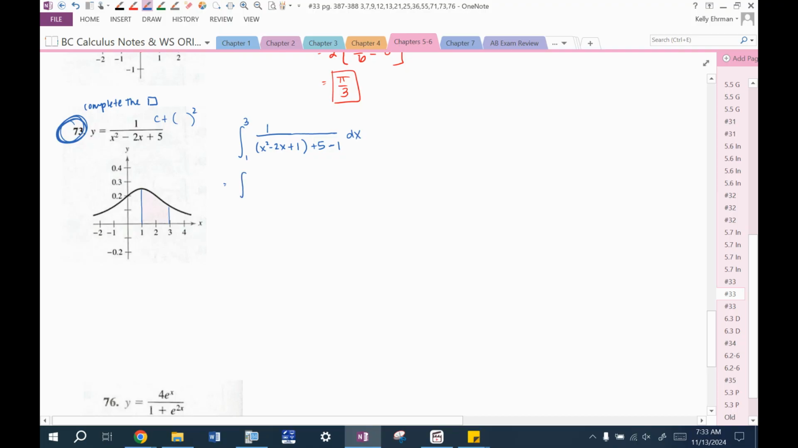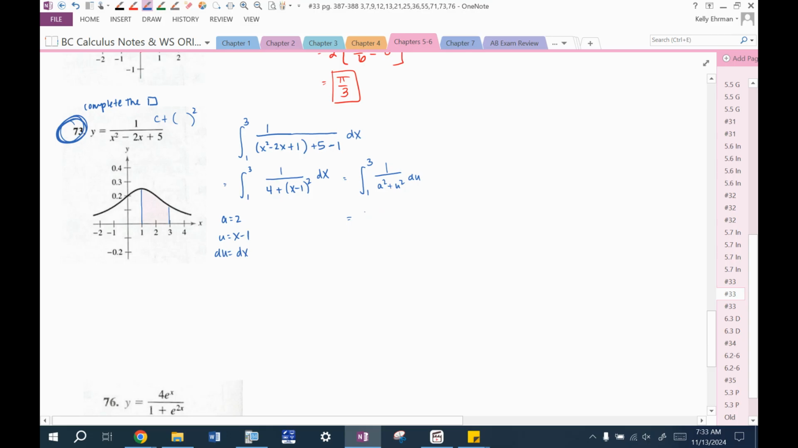Okay, so then what does that do for me? Let's make it look more like arctan. 5 minus 1 is 4, and then we would be adding this perfect square trinomial, meaning this factors into x minus 1 squared. And now it's an arctan. So a is 2, u is x minus 1, du dx is 1, so du is dx. So now it's the integral from 1 to 3 of 1 over a squared plus u squared du.